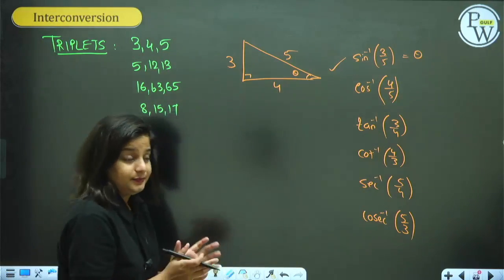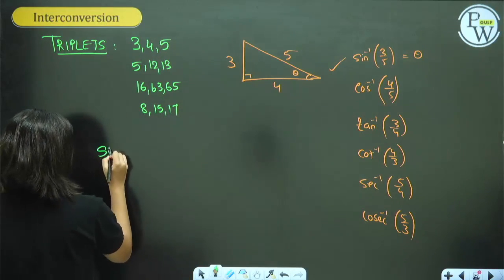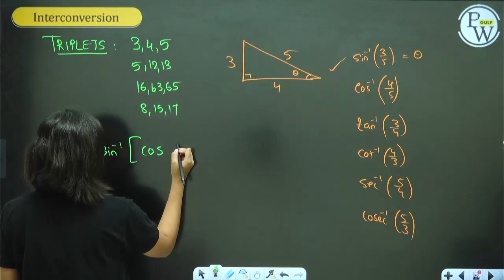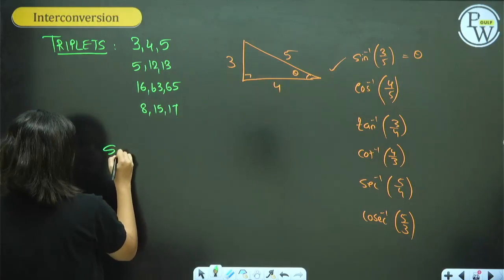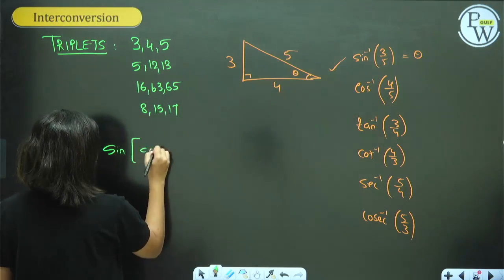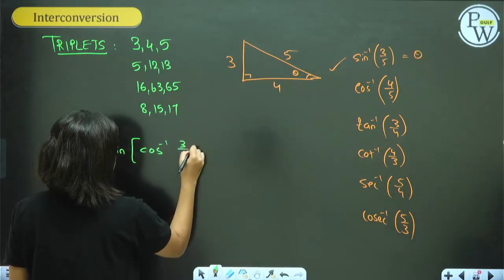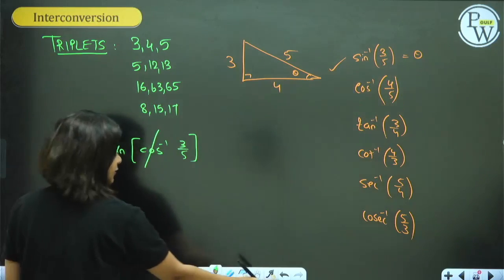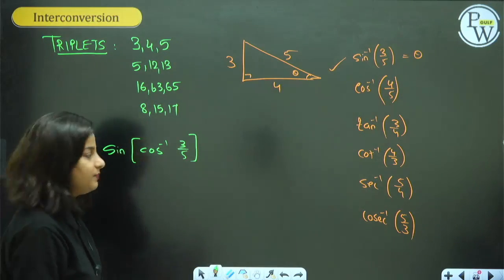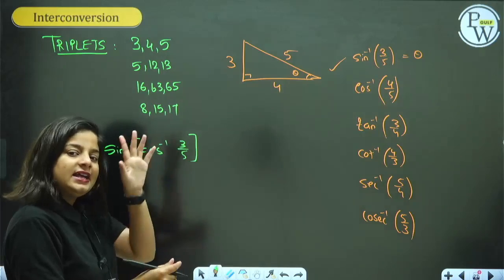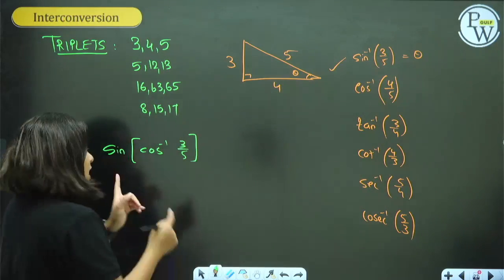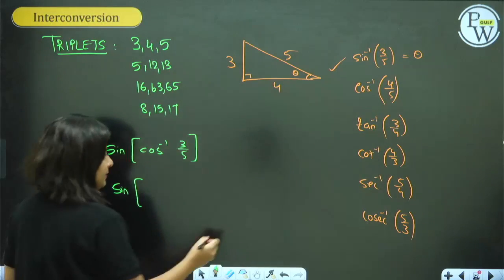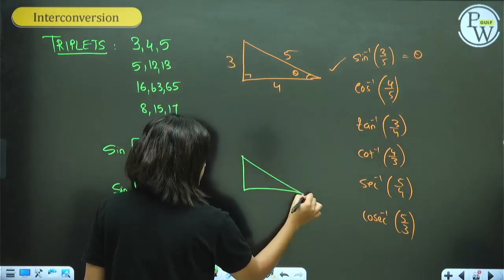Why is that done? Suppose you have a question like this. Sine of cos inverse 3 by 5. How can I cancel sine and cos inverse? Not possible. If outside there is sine, inside I need sine inverse. How do I convert this cos inverse into sine inverse? Very easy.